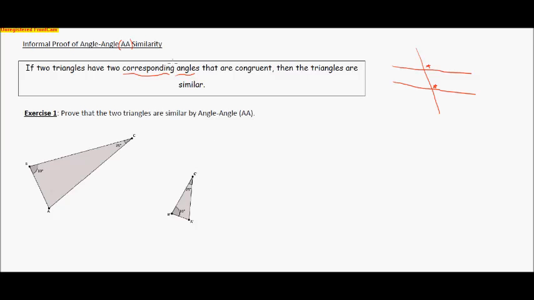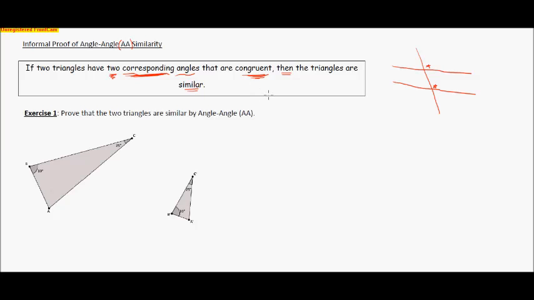So it says if two triangles have two corresponding angles that are congruent, and it's important that it has two corresponding angles, and we've talked before about the word congruent, that means the same or equal to. Then, this is the big finish, the triangles are similar. That is basically what we are trying to do in these exercises: look at the two triangles they give us and see if they have two pairs of corresponding angles that are congruent. Then we're going to make the conclusion that the triangles are similar.